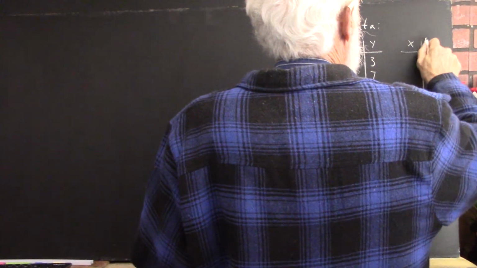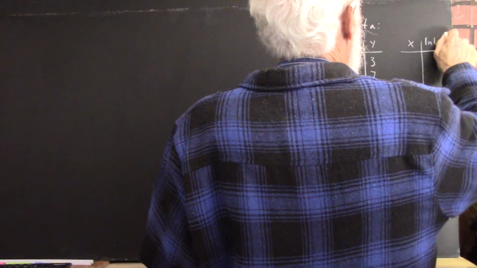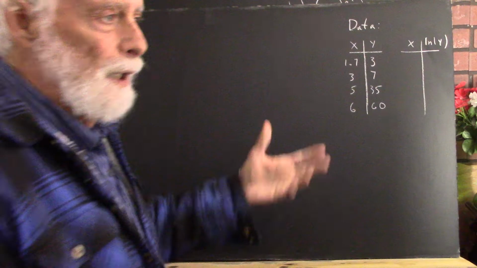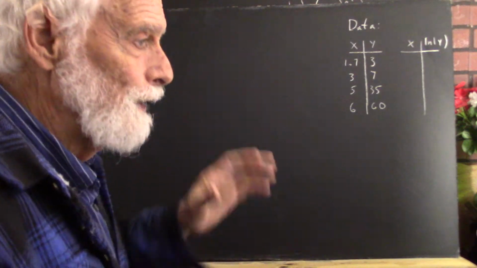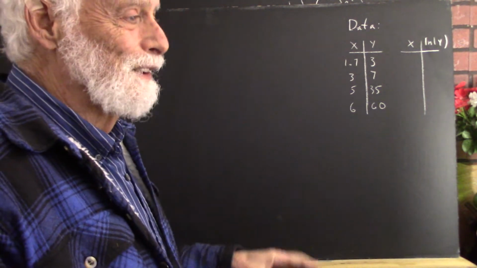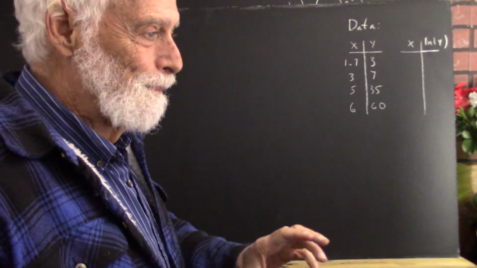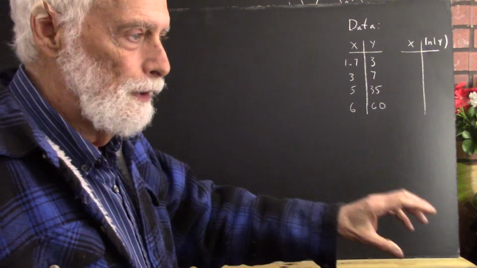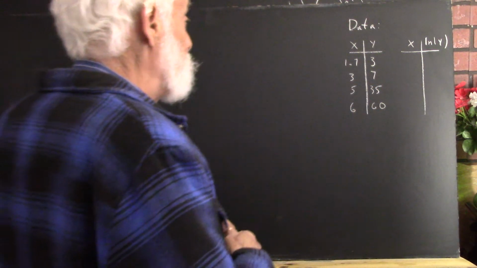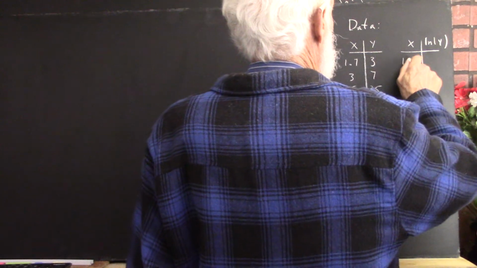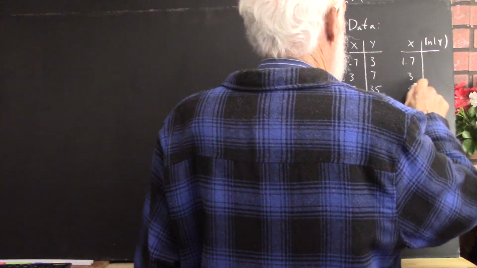And we often use the natural log. Sometimes base 10 logs are more appropriate, sometimes base 2 logs. It doesn't matter a bit, as long as we use the same base when we convert from the natural log equation to the exponential equation. Okay. So our x values remain 1.7, 3, 5, and 6.